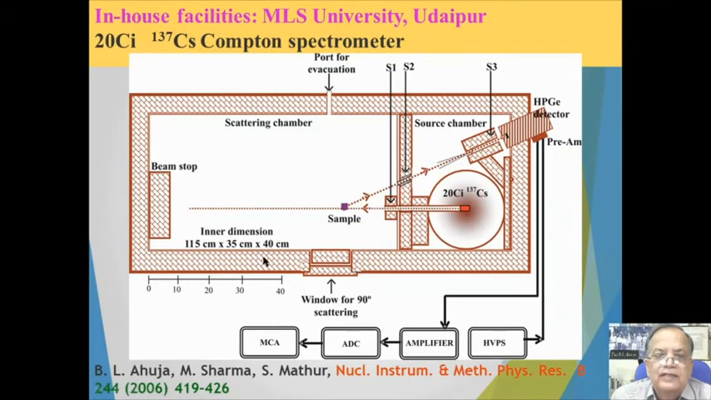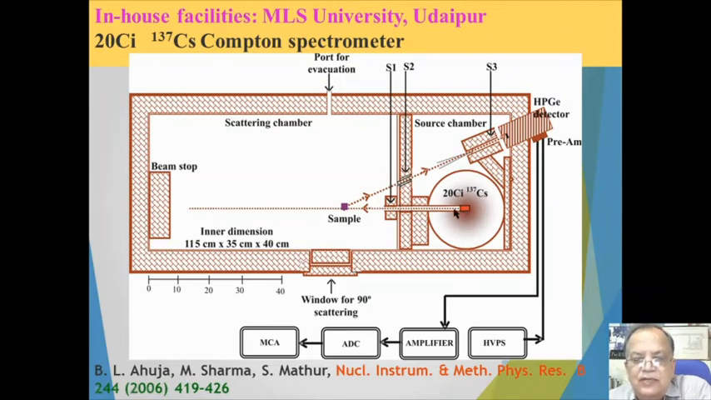Now to measure the Compton profile, particularly the charge Compton profile, what you can have is a source, then a sample, and then a detector. So in Udaipur University itself, we designed a 20 Curie cesium-137 Compton spectrometer. That is the first such facility in Indian science, and it lies in Sukhadia University, Udaipur.